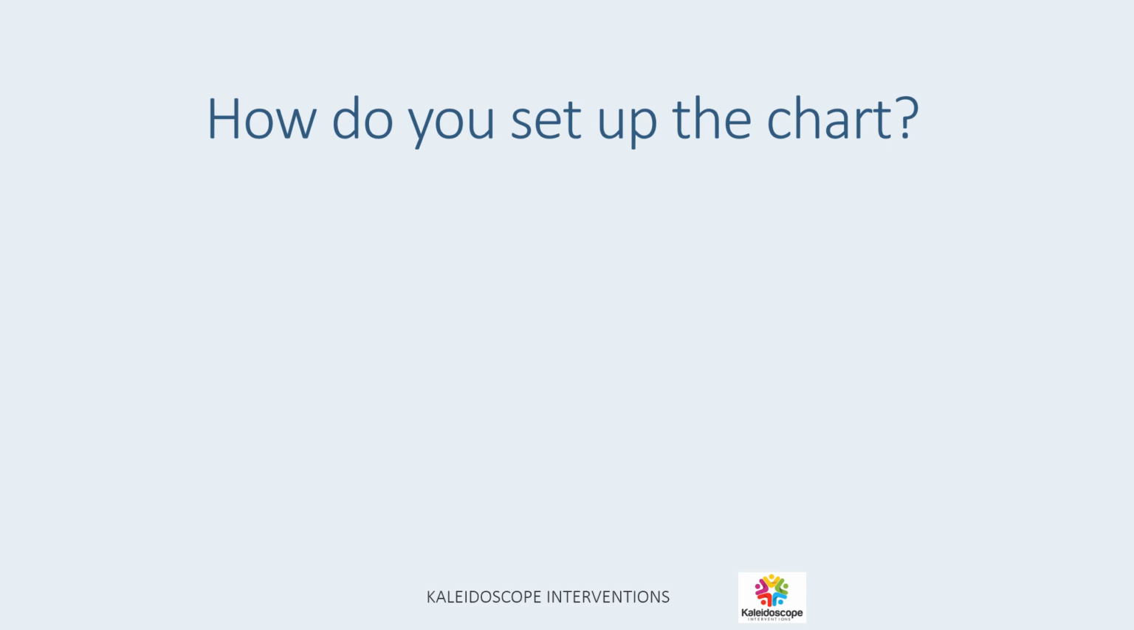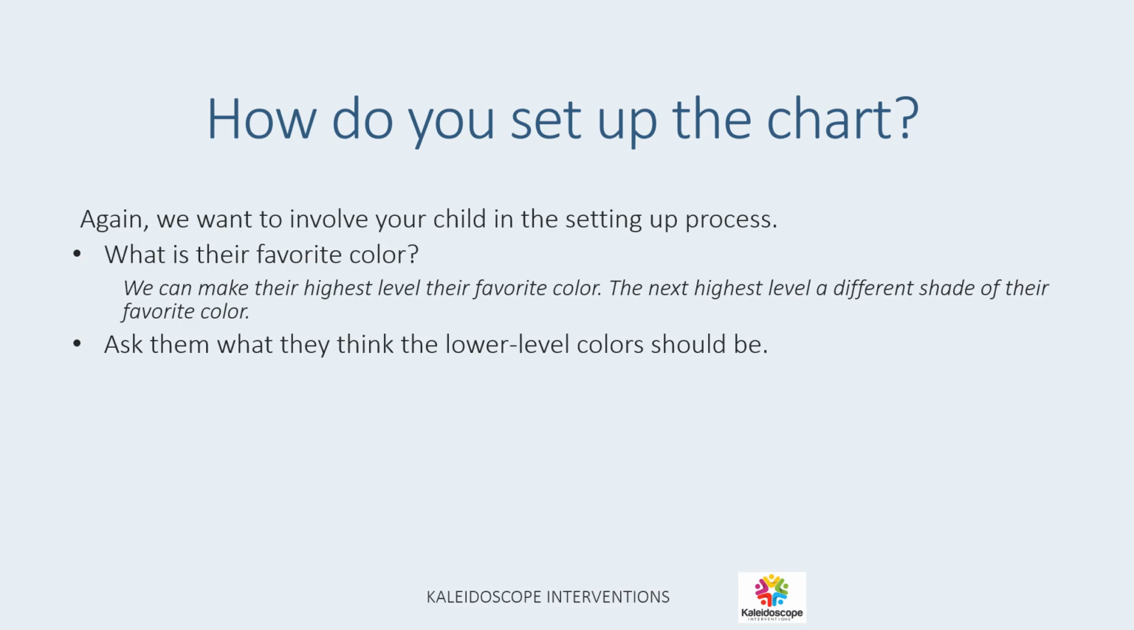How do you set up the chart? Again, we want to involve your child in the setting up process. What is their favorite color? We can make their highest level their favorite color. The next highest level, a different shade of their favorite color. Ask them what they think the lower level colors should be. You can have them make the entire chart with you if they are interested in doing so.